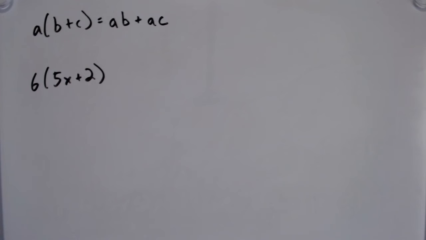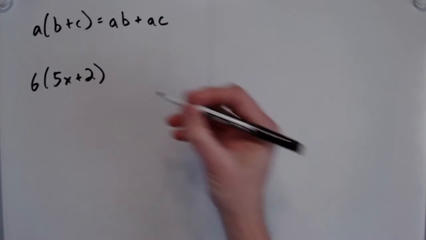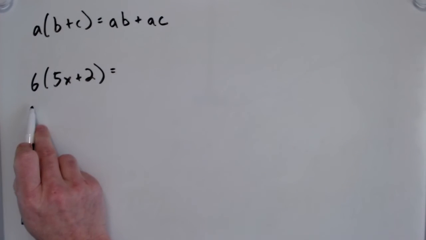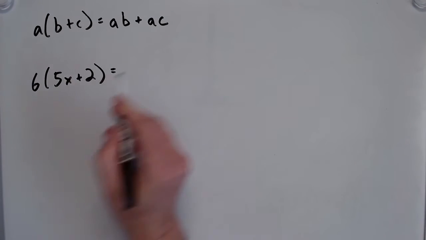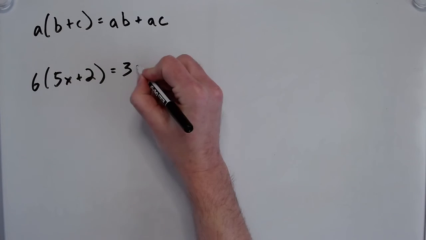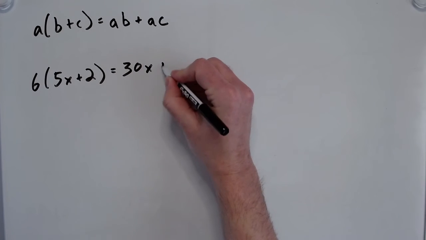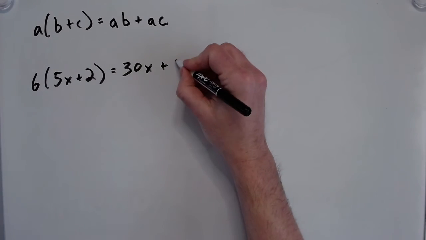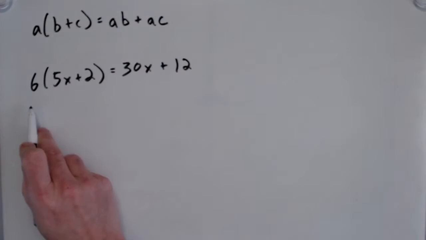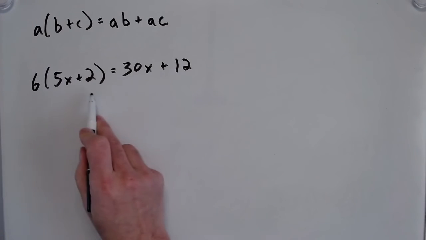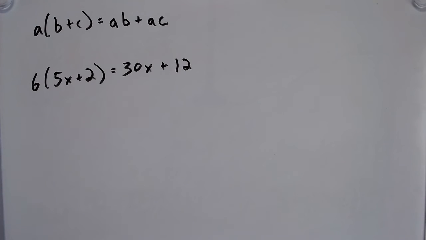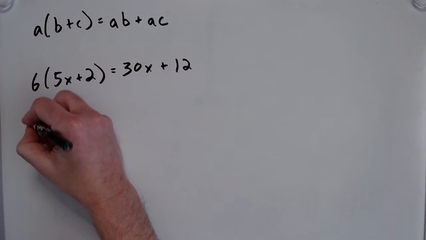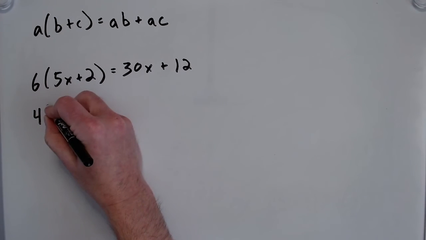Give you a chance to look at this. So 6 times 5 times x is 30x plus 6 times 2, which is 12. We've distributed the 6 across the contents inside the parentheses. Let's do something a little more complicated, but not too much. I'm sure we can handle it.